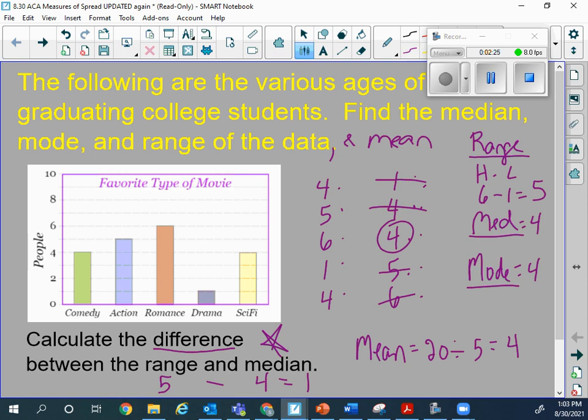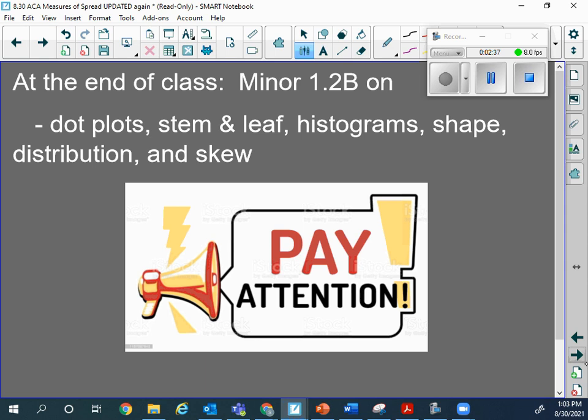Okay? Any questions? At the end of class, you do have an exit ticket. All of this stuff is on there. Any questions? All right. So, on that note, you will be having dot plots, stem plots, histograms, shape and distribution, and skew. That means like outliers, gaps, symmetrical, skewed left, skewed right. All of that is going to be on your exit ticket, which is at the end of class. Okay? Is there anything you need me to review really quick? Yes, ma'am. About skew.